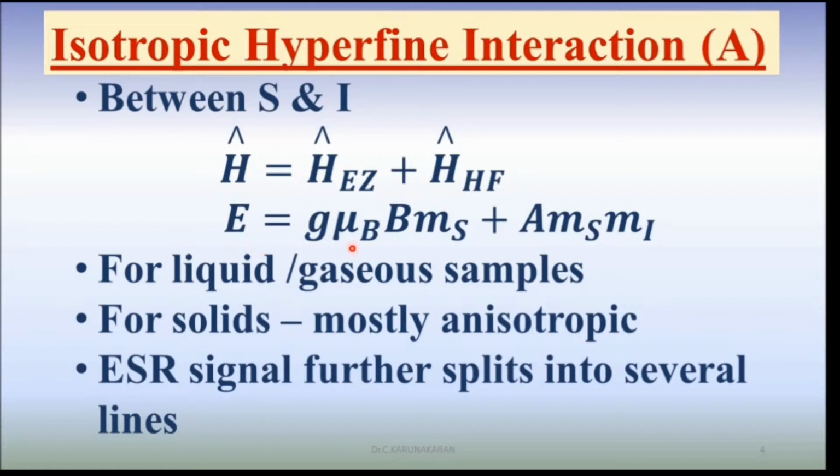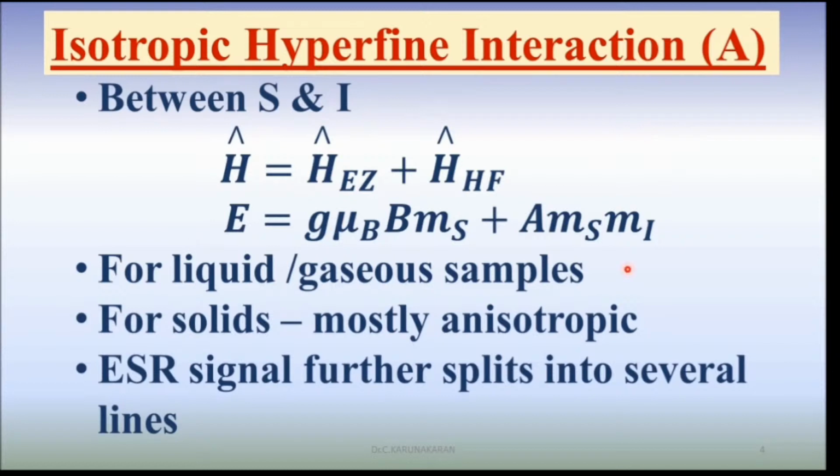The energy corresponding to this Hamiltonian is g mu B B ms, where ms is plus or minus half, plus the hyperfine coupling term. A is the hyperfine constant, ms is the electron spin magnetic quantum number, and mI is the nuclear magnetic quantum number. For liquids and gaseous samples, the hyperfine coupling interactions are isotropic because of constant tumbling motion.